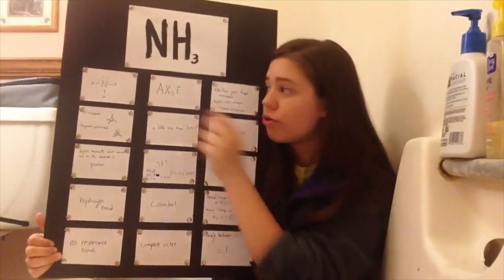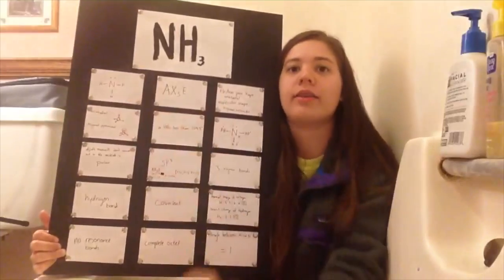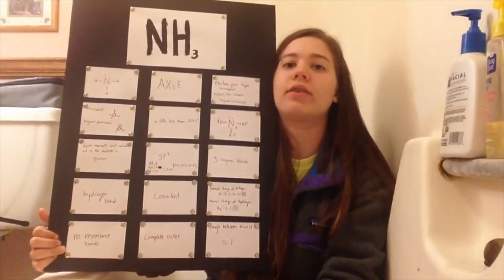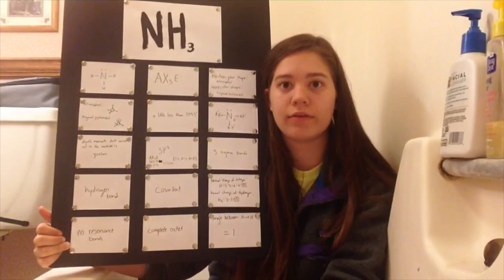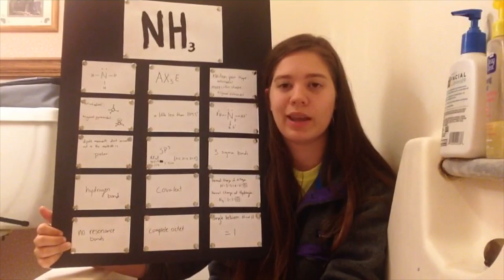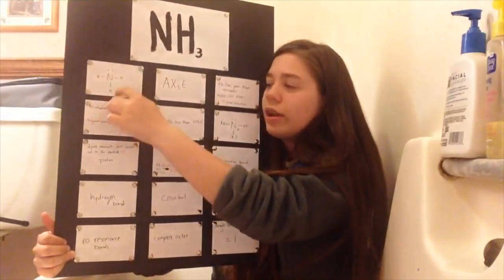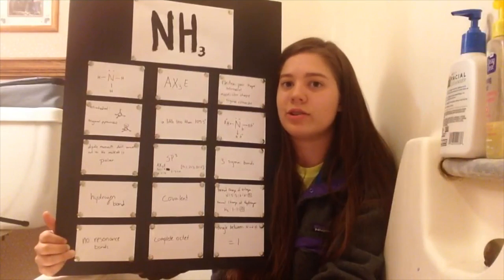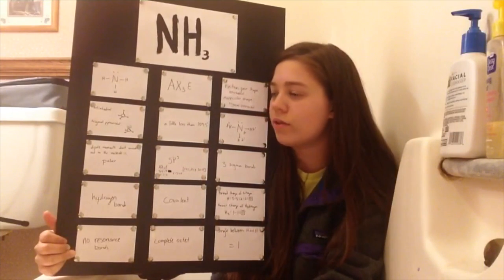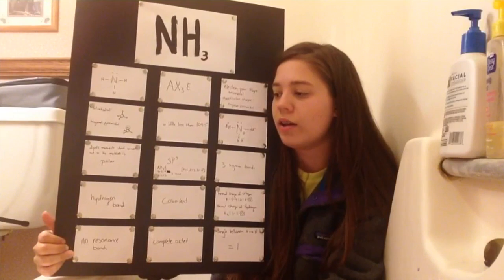Okay, NH3. My Lewis dot structure is right here, and I did this by having N as the central atom because H can't be the central atom ever, so that just leaves N. And then I have 3 H's connected to it because there are 3 H's in NH3, and so you connect them with a single bond.